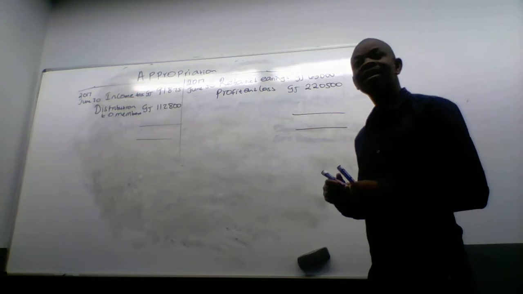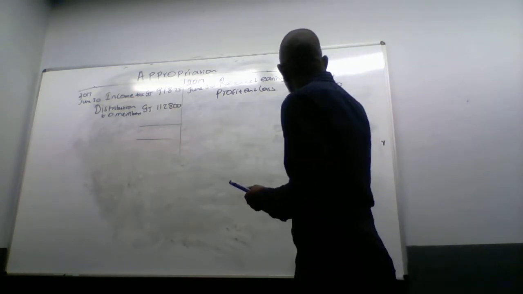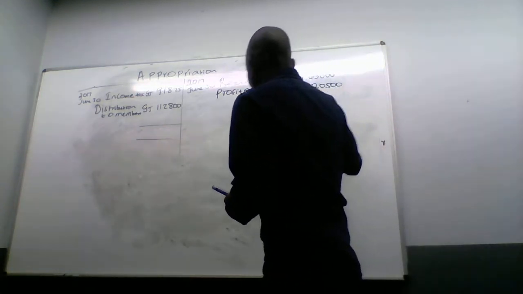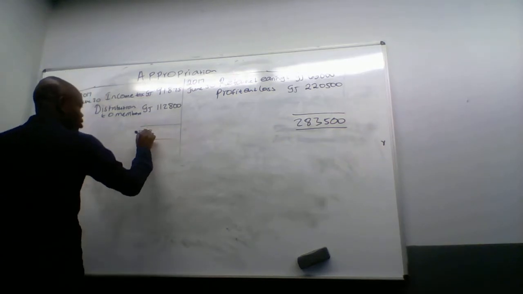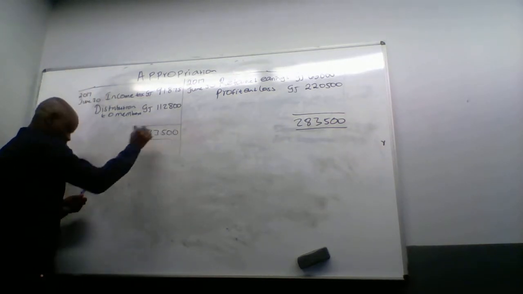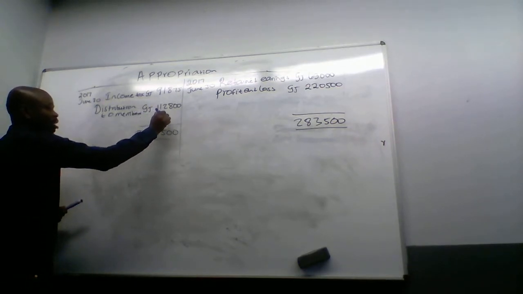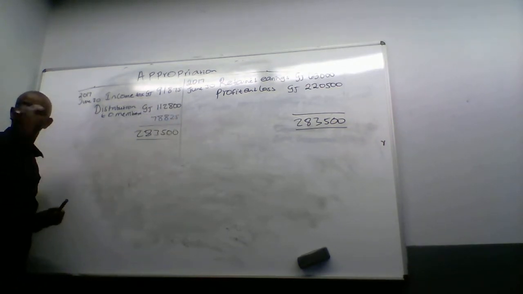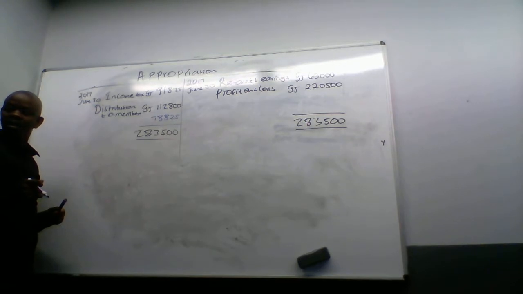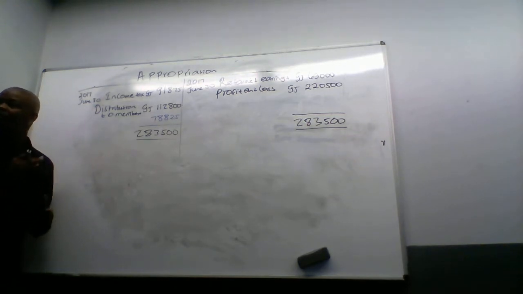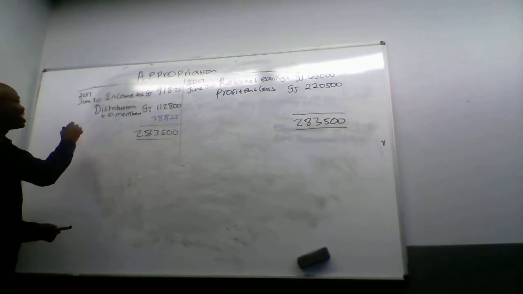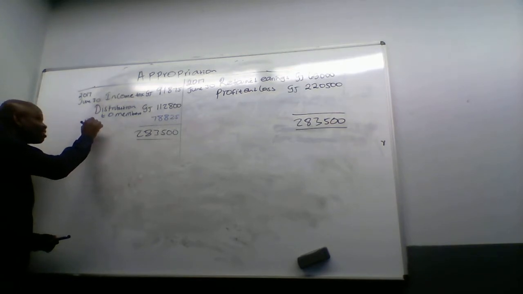Okay, what is the total? 2,800. Thank you very much, guys. And this one, obviously. And the difference, 78,825. And what do we call this? What is the main aim of this account? Is to retain.